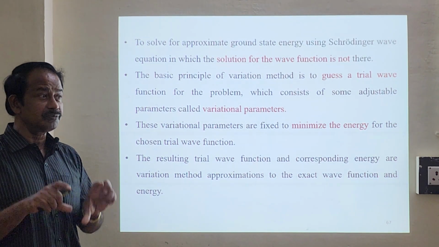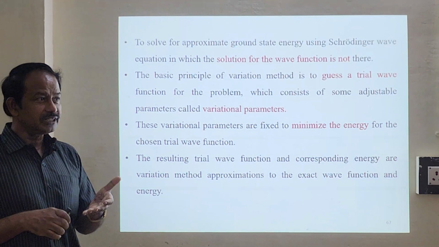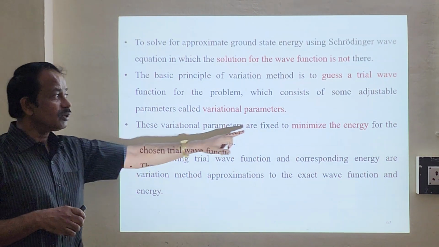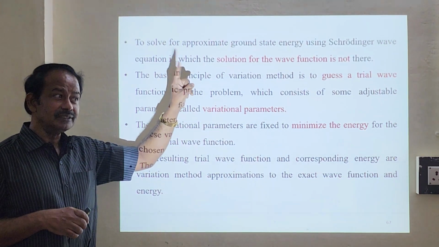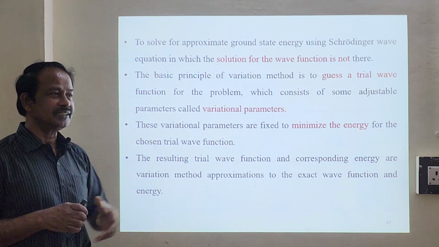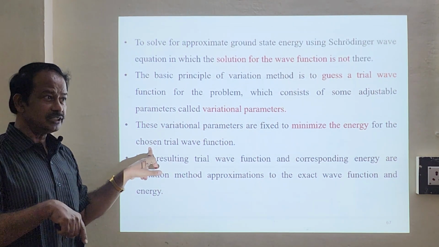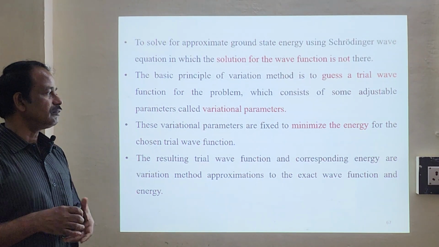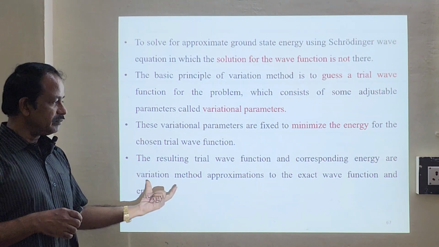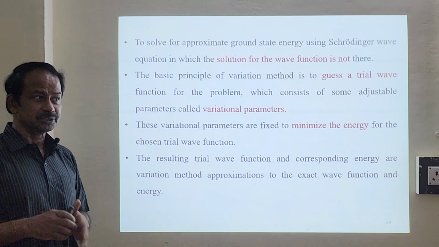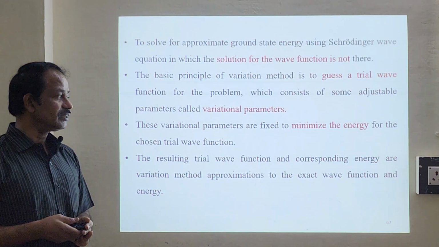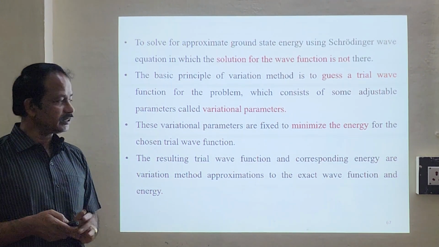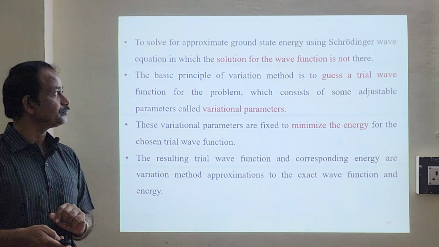So you are going to vary and adjust the variation parameters, and you are going to minimize the Hamiltonian and thereby minimize the energy for the chosen trial wave function. The resulting trial wave function and corresponding energy are the variation method approximation to the exact wave function. You are going to compare with the exact wave function and the exact energy.